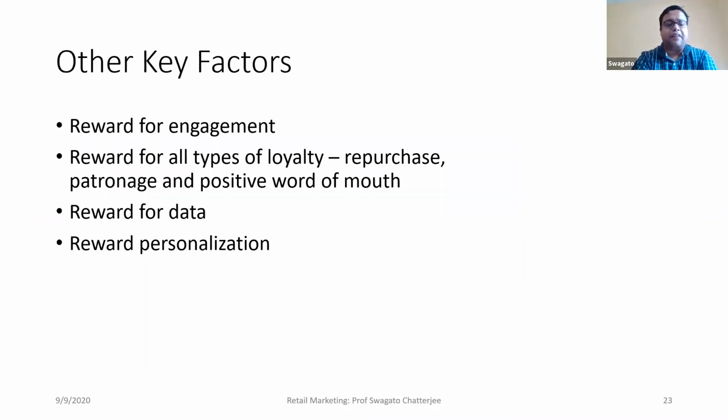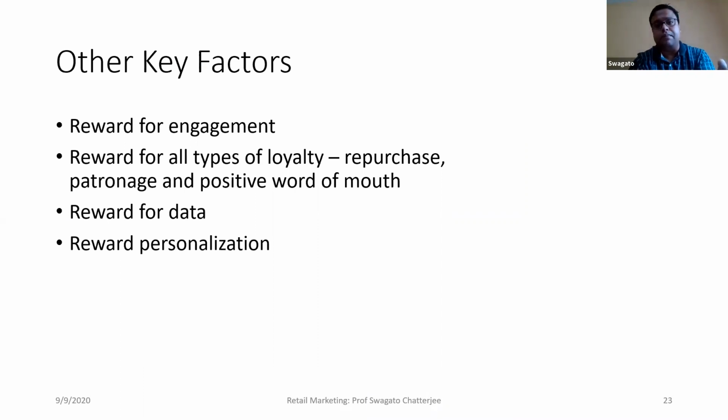What are the other key factors other than the 5 components that I told? Reward for engagement. You can give a reward not only for the repurchase, but when they are engaging with you, talking about you, doing positive word of mouth with you. You have to reward for that also. That kind of benefit is also being given.